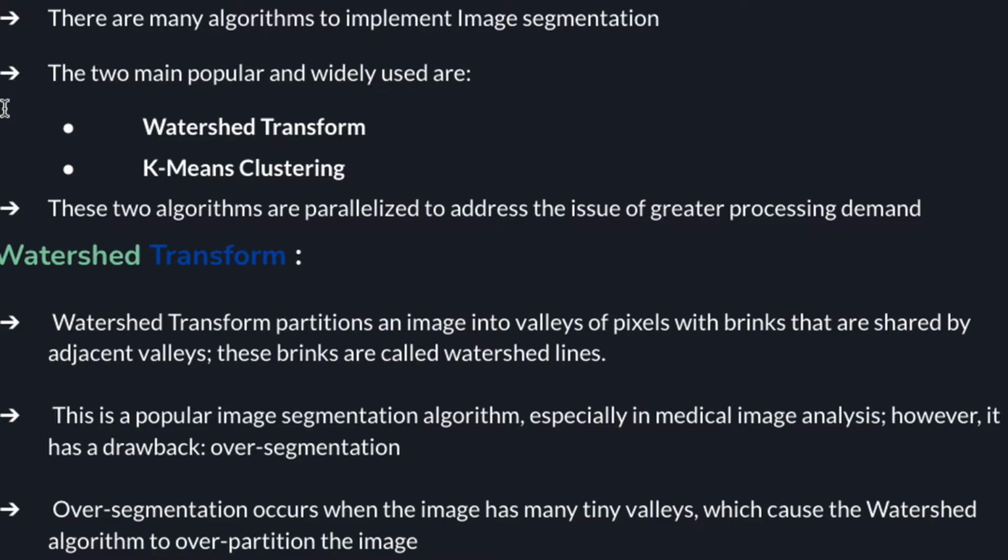Watershed transform is a popular image segmentation algorithm, especially in medical image analysis. It basically partitions an image into valleys of pixels with brims that are shared by adjacent valleys, and these brims are called watershed lines. However, being a popular algorithm, it also has a drawback called over segmentation. This occurs when the image has many tiny valleys, which causes the watershed algorithm to over partition the image. Therefore the resulting image can contain a dense collection of regions, and this might distort the important features in the original image.